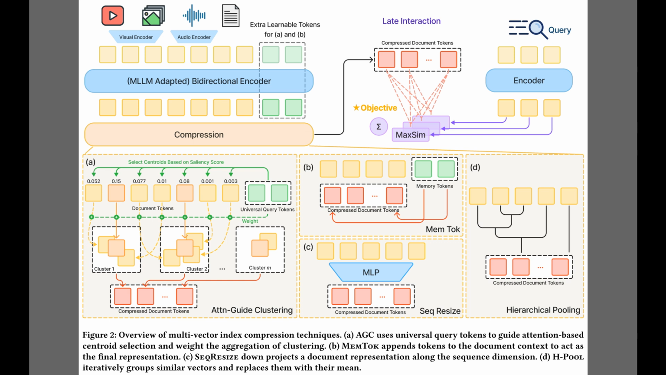Panel B shows memory tokens, or MemTok, which appends learnable tokens to the input that absorb the context. Panel C depicts sequence resizing, which projects the sequence length down using a simple neural network layer. Finally, Panel D shows hierarchical pooling, where similar vectors are iteratively merged until the token budget is met.